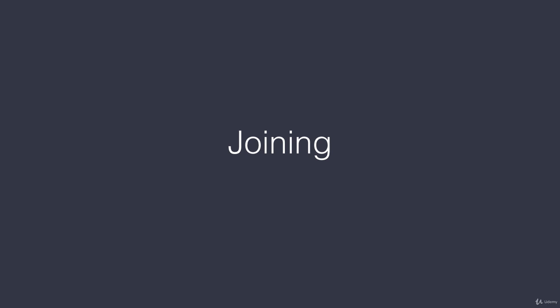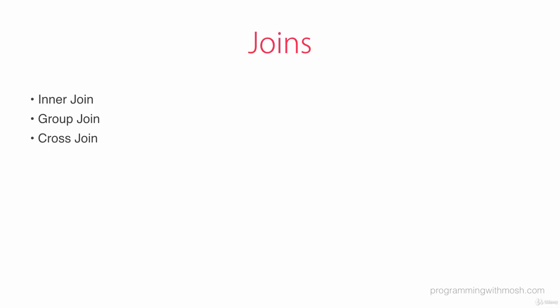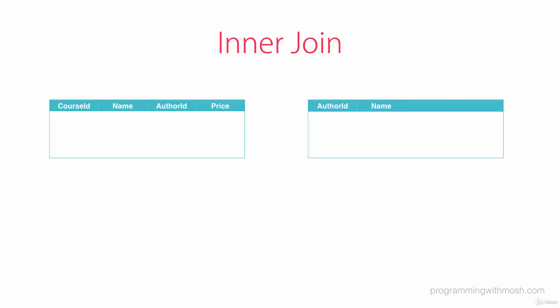Next, joining. As I told you in the last lecture, we have 3 types of joins in LINQ: inner join, group join, and cross join. Inner join and cross join are similar to how they work in SQL, but group join does not have an equivalent in SQL. So let's go through them one by one. We start with inner join. We use inner join when there is no relationship between our objects and we want to relate them.